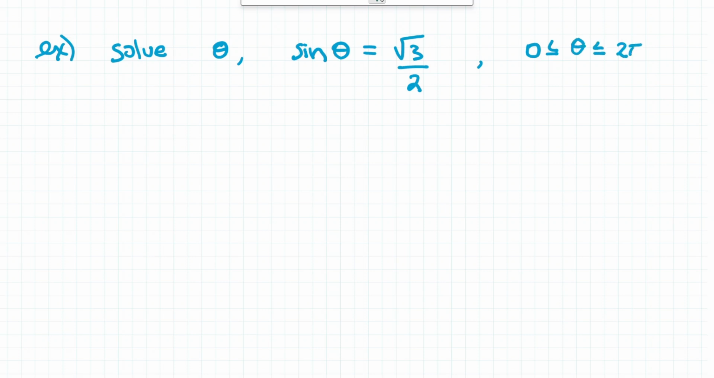So again, this one we want to solve for theta, and we have sine theta equals root 3 over 2, and then we have to state our domain. So we're going to say that theta, again, is going to be in between 0 and 2 pi inclusive. Okay, so let's go through our step-by-step process.